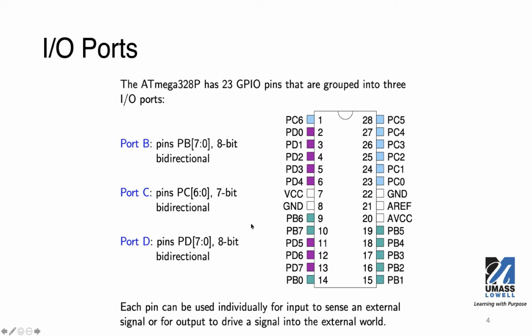Each pin can be used individually for input to sense an external signal, or be set as an output so that you can drive a signal into the external world. So the things you do using buttons, using LED, are all made possible by using these ports. And you may recall the instructions or statements you use in your C program to set that port to be an input or output, and how to read or write through that I/O pin, through that port. And we're going to see shortly how we do that using assembly language program.